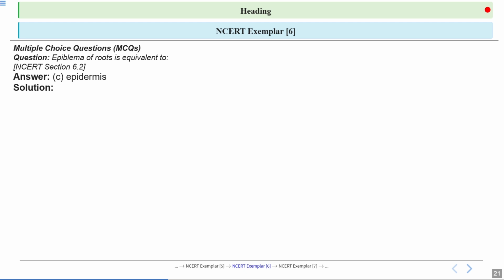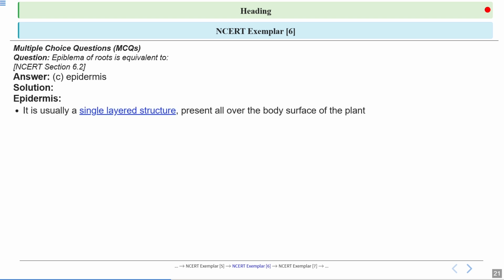Epidermis we see in the case of the shoot part, that is the stem and leaf, as the outer covering, right? But in the case of roots, the outer covering is the same as epidermis, but its name is epiblema. And the root hairs are the outer growth of the epidermis or epiblema. It is usually a single layered structure present all over the body surface of the plant. They are talking about epidermis, and in the case of root, it is called epiblema instead of epidermis.